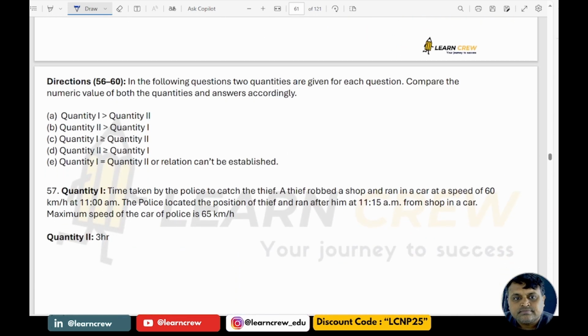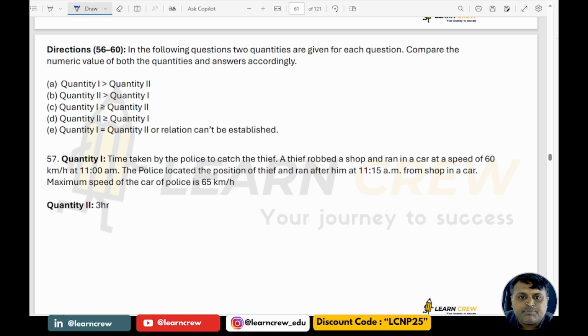Now next, you need to find out the time taken by the police to catch the thief. A thief robbed a shop and ran in a car at a speed of 60 km per hour at 11 am. The police located the position of the thief and ran after him at 11:15. In 15 minutes, he had already traveled 15 kilometers, right? Because his speed is 60. The maximum speed of the police car is 65 kilometers per hour. So now how much time will it take?